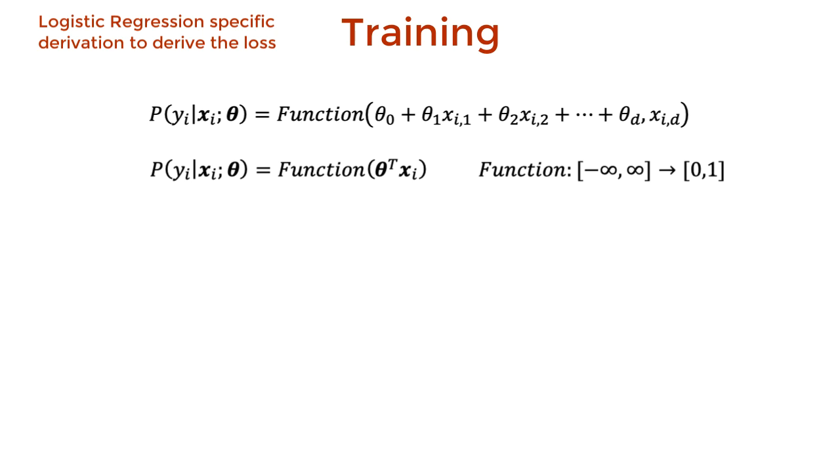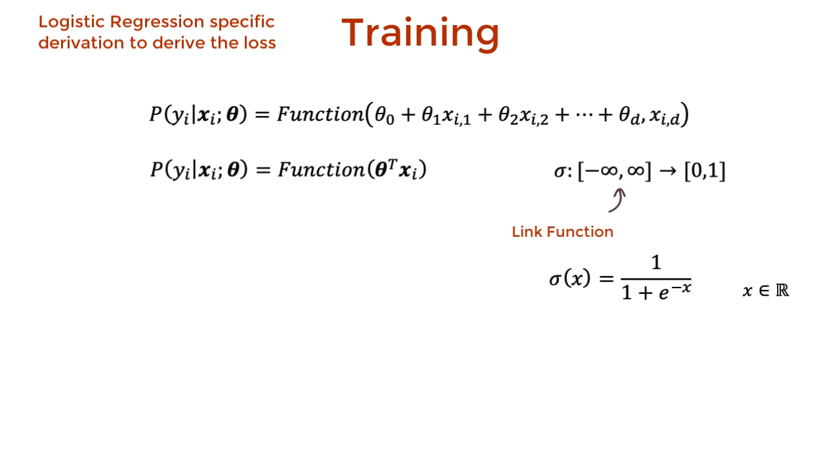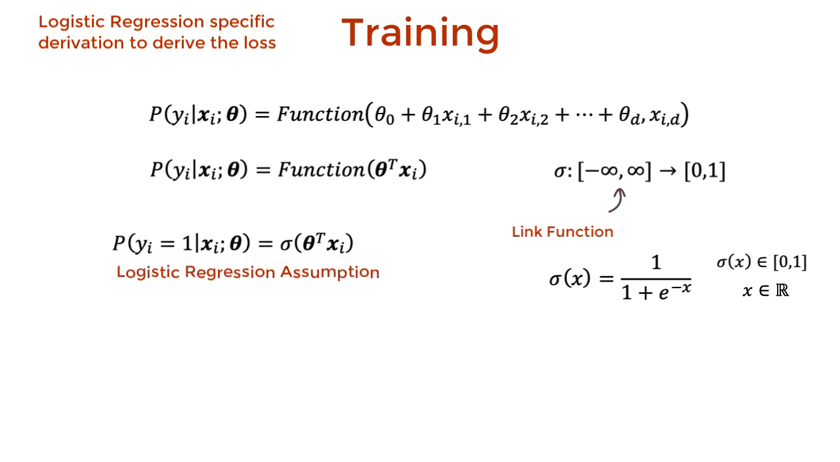Generalized linear models use something called link functions to do this. Now, logistic regression specifically uses the sigmoid function as its link function for this squishification. For the one-dimensional case, the sigmoid function looks like this, where x is some real number, and this small sigma of x represents a probability value, and hence it lies between 0 and 1. In logistic regression, we make the assumption that the distribution of the training labels is approximated using the sigmoid function.